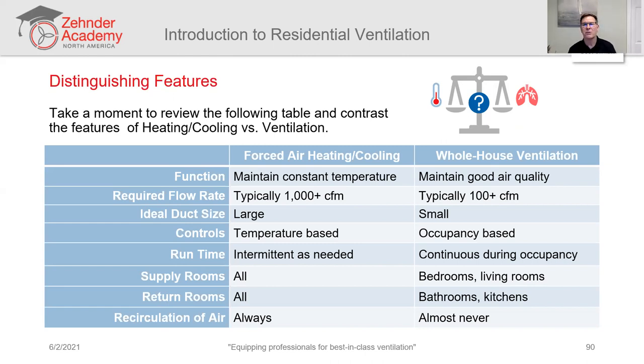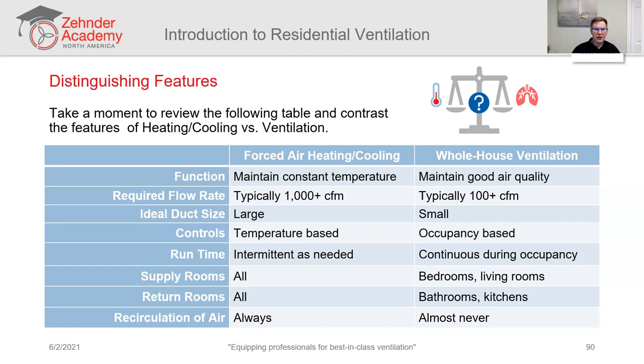For heating and cooling, what are the supply rooms? Well, the supply rooms are basically all the habitable spaces. You want to maintain the temperature in all those spaces. In a whole house ventilation system, for reasons that we'll see, supply rooms are primarily bedrooms and maybe living rooms or offices. Again, return rooms: best practices, as I understand it, for heating and cooling is to supply and return from every room. But in a whole house ventilation system, you don't need to supply and return at every room. You supply in certain rooms, and then you return from other rooms. And so you create a circuit through the house.